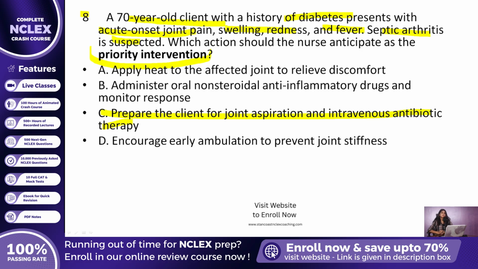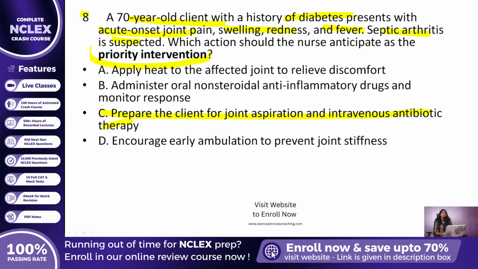Option A. Heat should be avoided in septic arthritis, as it may worsen inflammation or accelerate bacterial spread. Cold packs may be used cautiously for pain relief once treatment is initiated. Option B. Non-steroidal anti-inflammatory drugs may relieve pain, but they do not address the underlying infection. Septic arthritis requires parenteral antibiotics and often surgical drainage. Option D. During the acute phase of septic arthritis, the affected joint should be immobilized initially to reduce pain and inflammation. Weight bearing is typically deferred until infection is controlled.